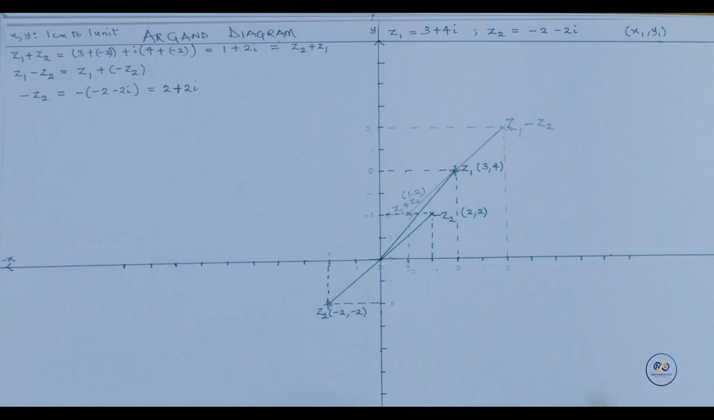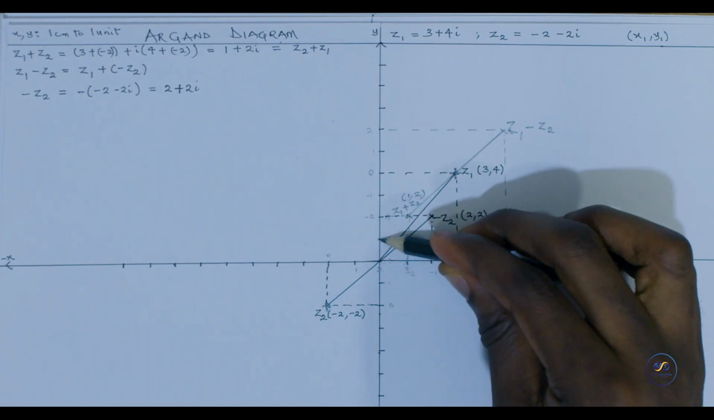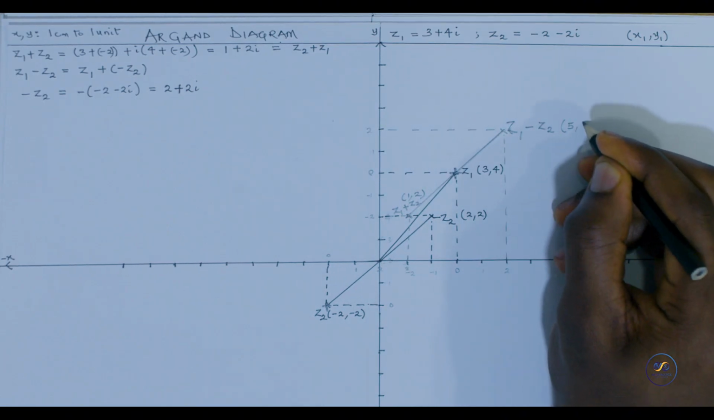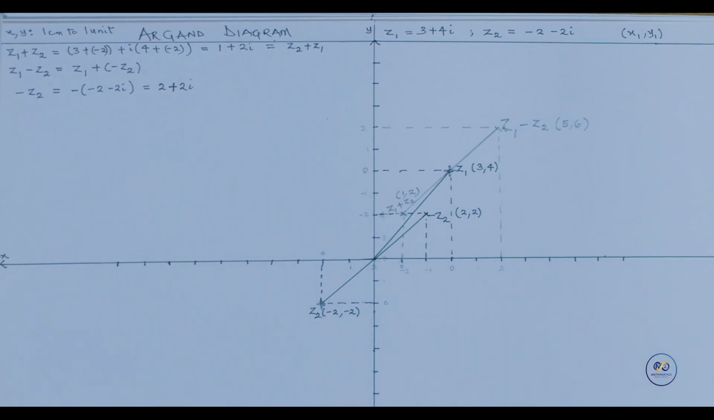Z1 minus Z2. And if we look at the value on the graph itself, this is 1, 2, 3, 4, 5. This is 1, 2, 3, 4, 5, 6. So this tallies to 5, 6, or to the complex number 5 plus 6i.